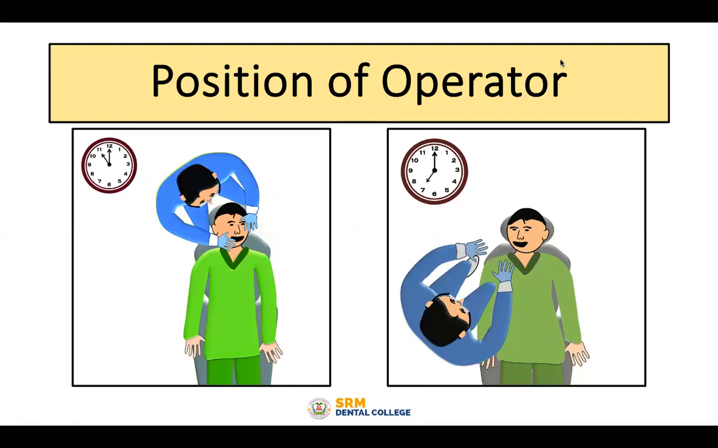It's also vital to know the position of the operator in relation to the patient. When making the mandibular impression, the operator should be at the front of the patient, that is at the 7 o'clock position. When making the maxillary impression, the operator should be at the back of the patient, that is at the 11 o'clock position. This is for convenience and also for ergonomics that will help in making the impressions.